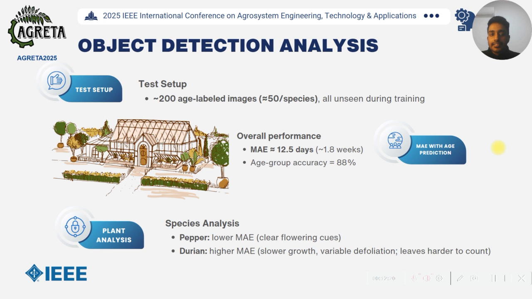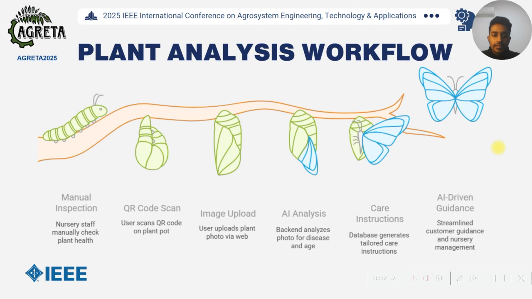The test setup is around 200 age-labelled images, all unseen during training. The overall performance is an MAE of around 1.8 weeks, which as a plant itself is a good result, to be honest. And the age group accuracy is around 88%, which is a good result, because this is our attempt to show that computer vision and object detection can be used to identify the age of a particular plant from these two hybrid versions.